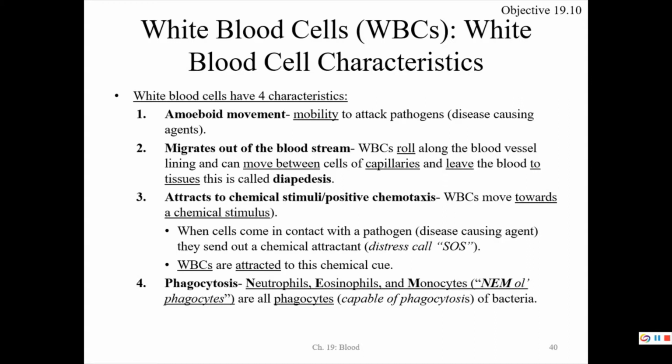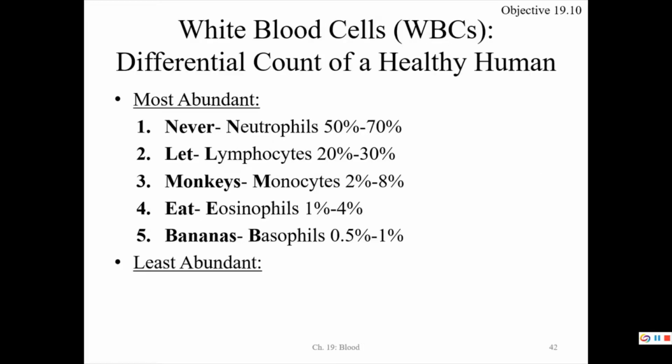Lymphocytes, neutrophils, eosinophils, and monocytes are phagocytic. They can do phagocytosis. Remember, phagocytosis is cell eating. That's when cells engulf solid things like bacteria, for example. All right, so we already looked at that.